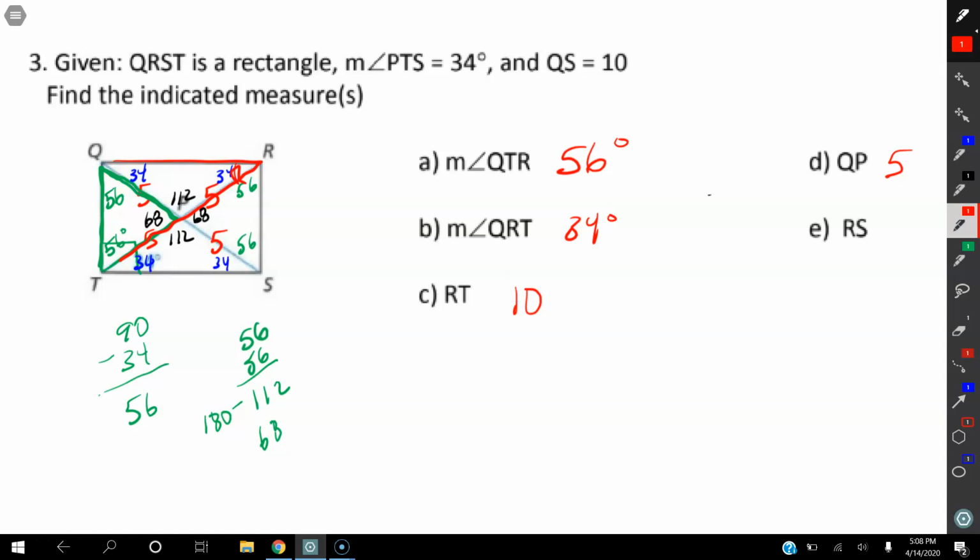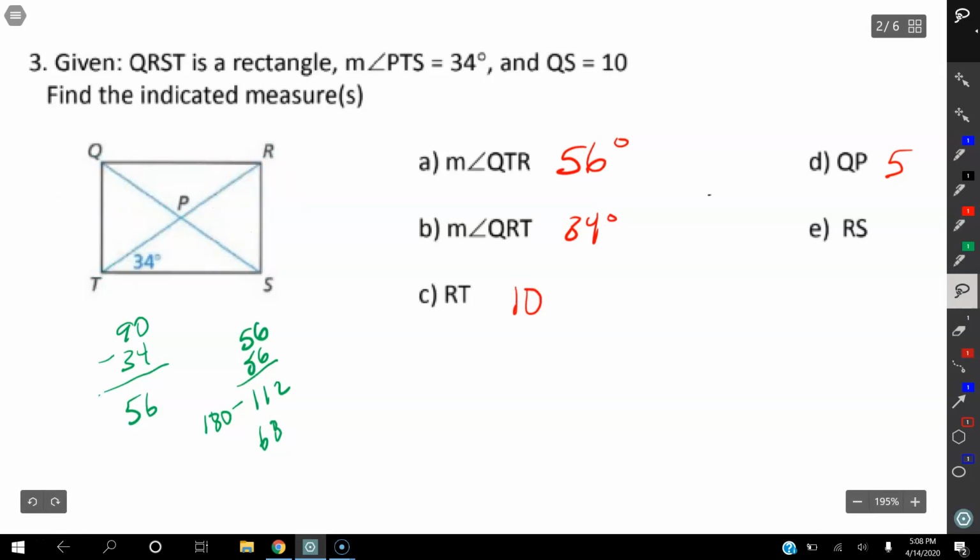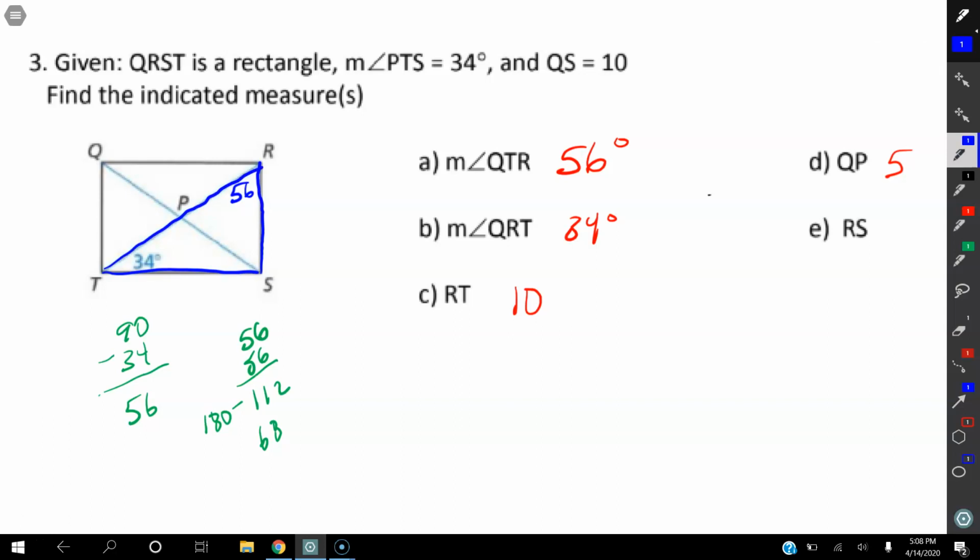And then finally, we need to knock out how long RS is, which is going to be a bit of a challenge. So let me go in here and erase a little bit of stuff and get rid of that. And let me just put a couple angles down here that are important to us. So if we have 34 there and we have 56 up here, RS is basically that side right here. All right, and the only thing that we know is we know the length of RT is 10.